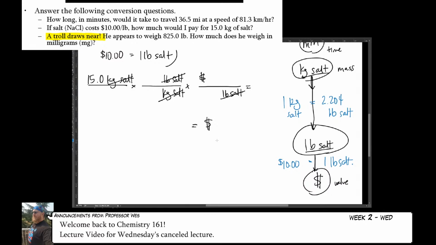Our result will be money. Let's fill in the numbers. 1 kilogram is 2.204 pounds, so 1 kilogram, 2.204 pounds. And then it's $10 per 1 pound of salt based on that. Punch it in the calculator. What do you get? I get $330.60.